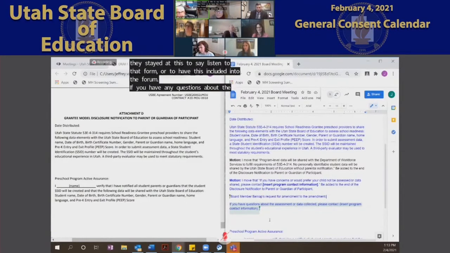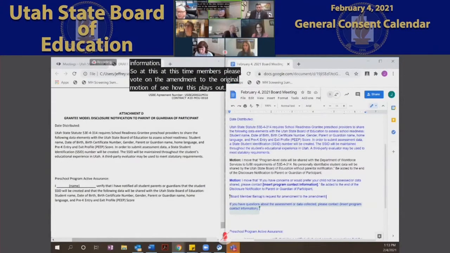I've seen everyone, Chair. We have one no. So the motion passes with Member Klein as a no vote.